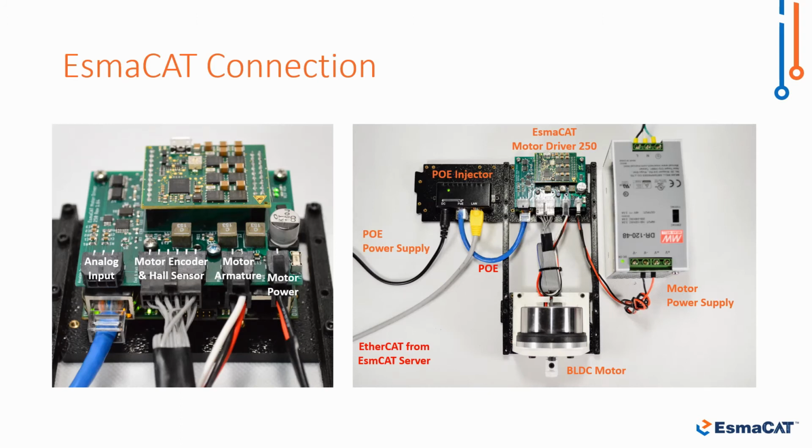Here is the motor driver hardware setup. On the left, we see that the motor driver is connected to the encoder, Hall sensor, and motor armature cables from the motor. The motor power is supplied by an external power supply. We do not use analog inputs in this tutorial. On the right, we have the PoE system that was discussed earlier. When we connect all the components as shown, our hardware setup is complete.